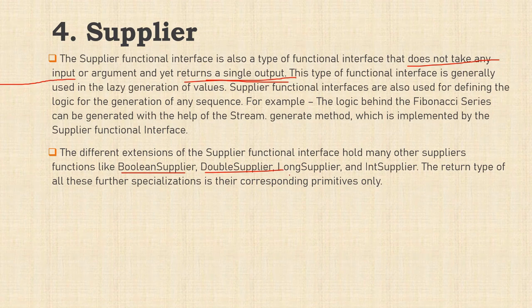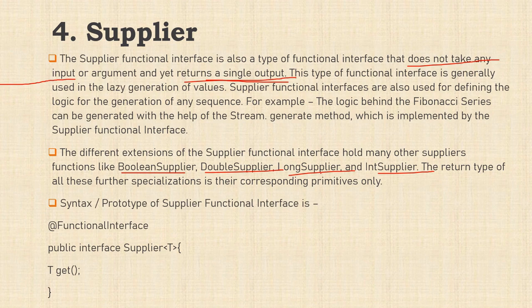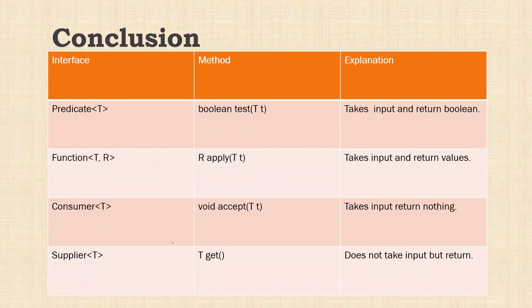If you don't want to use a generic type inside the supplier, then you can use the BooleanSupplier, DoubleSupplier, or LongSupplier interface, so it will return long, int, double, and boolean accordingly. The syntax will be like this. In the Supplier interface we have the get method. There is no input inside get, but we are returning T. T may be integer, double, long, boolean, anything.